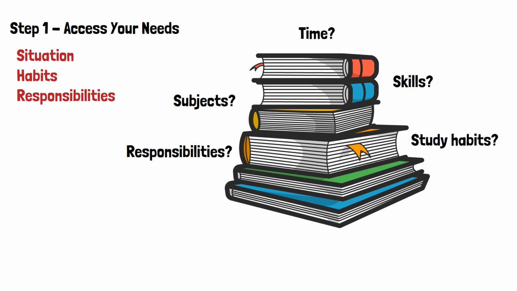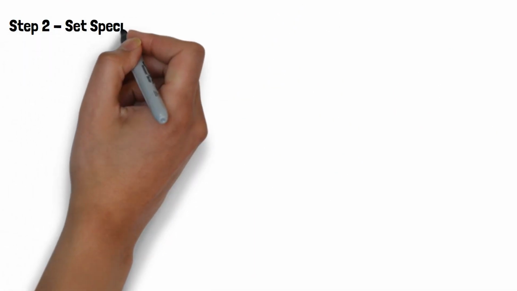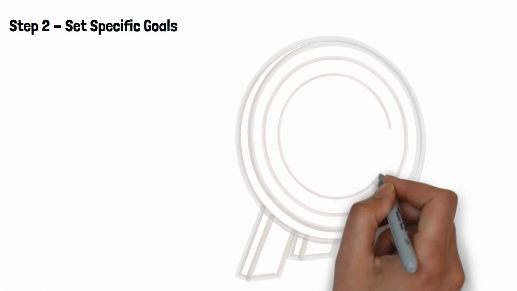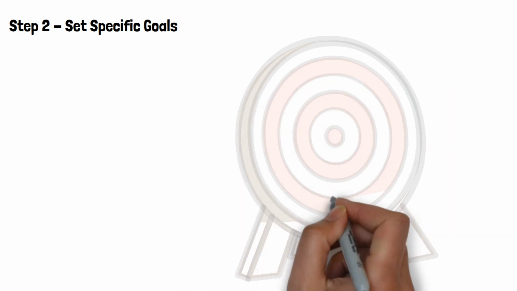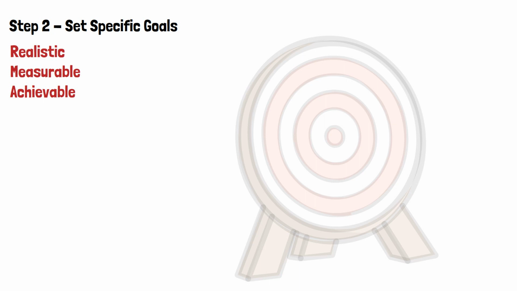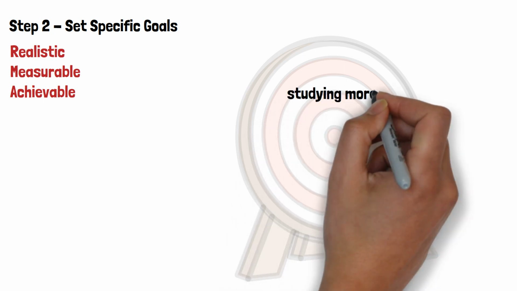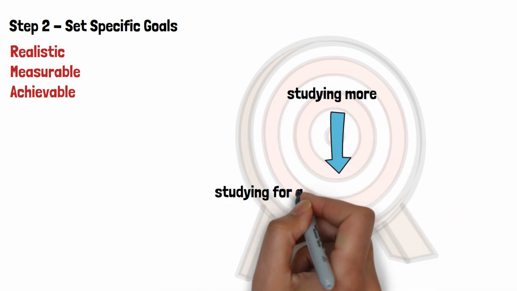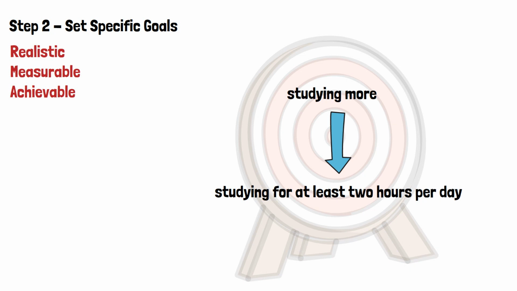Step 2. Set specific goals. Once you have assessed your needs, the next step is to set specific goals. These goals should be realistic, measurable, and achievable. For example, instead of setting a general goal of studying more, set a specific goal of studying for at least 2 hours per day.